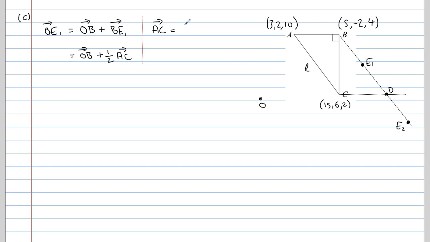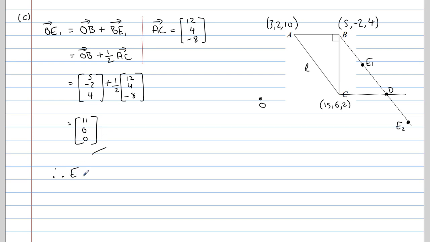We've got 15 minus 3, that's going to be 12. We've got 6 minus 2, which is 4. And we've got 2 minus 10, which is negative 8. So to find E1, we're going to have 5, minus 2, 4, plus a half of 12, 4, minus 8. 5 plus 6 is going to give me 11, minus 2 plus 2 is going to give me 0, and 4 minus 4 is going to give me 0. So E1 will be the coordinates 11, 0, 0.